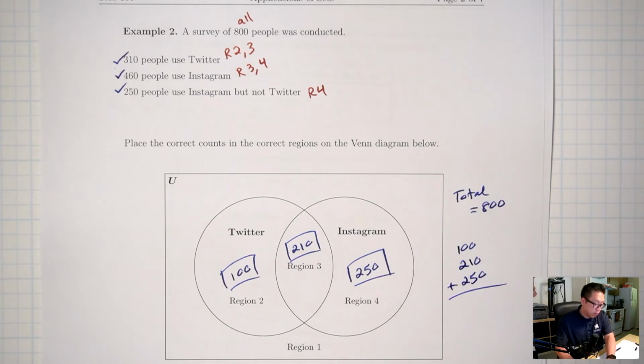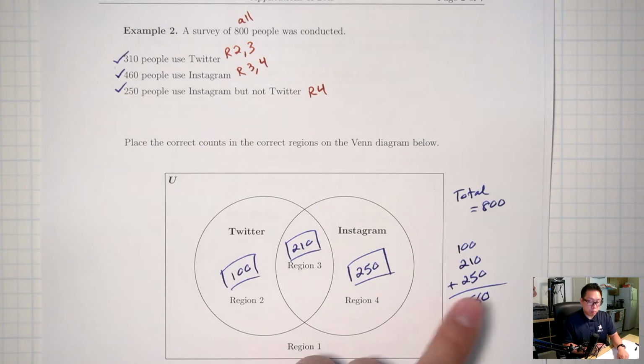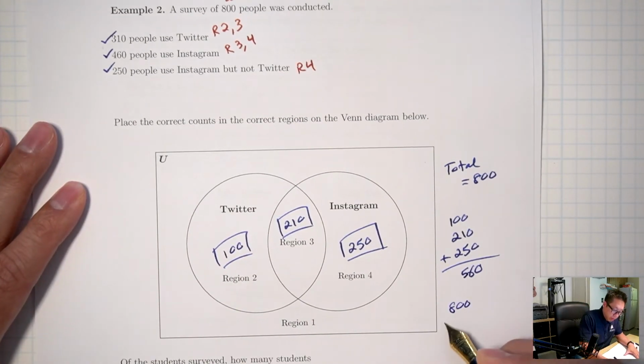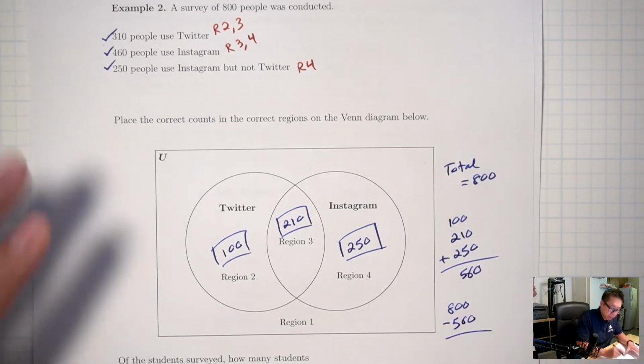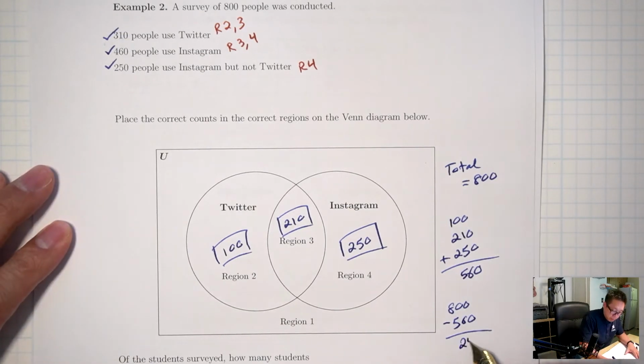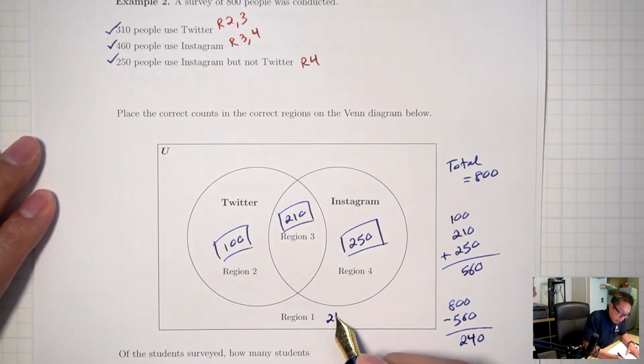So what I already have is 100 plus 210 plus 250, and that's 560. And then take your target and subtract off what you already have. So 800 minus 560. It's 240. So region 1 is going to be 240.